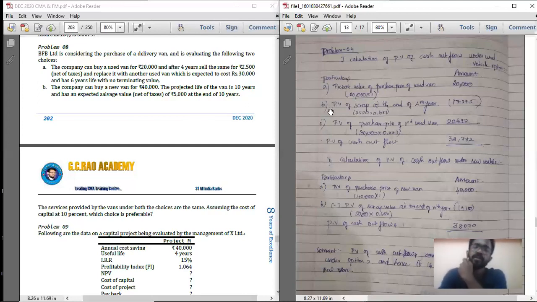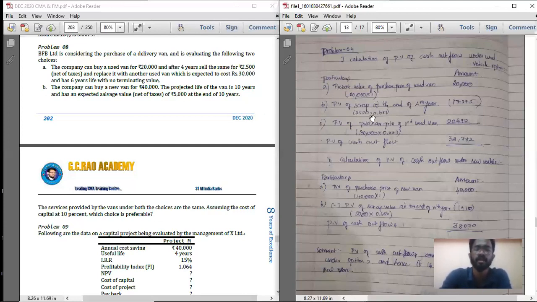So below that, small b, present value of scrap at the end of the 4th year. At the end of the 4th year, you are receiving 2,500 rupees.